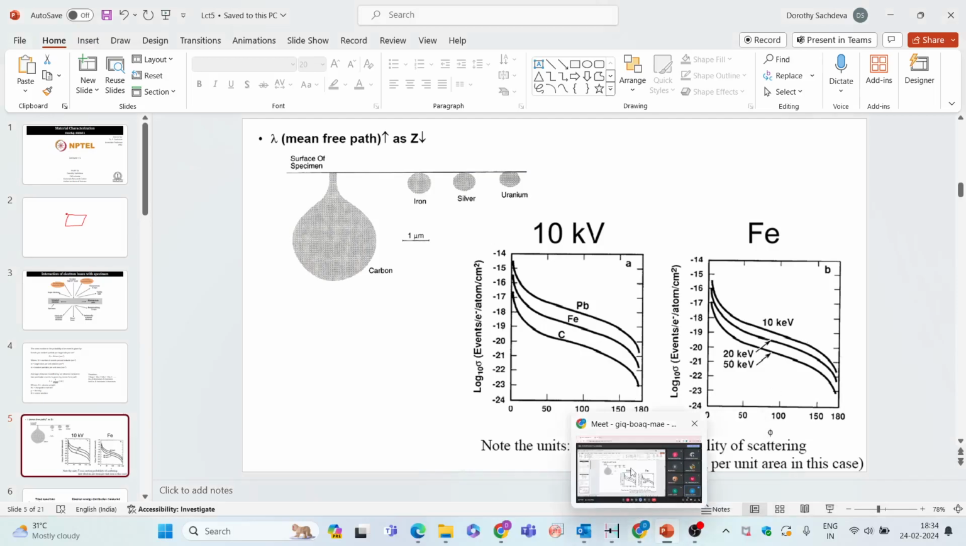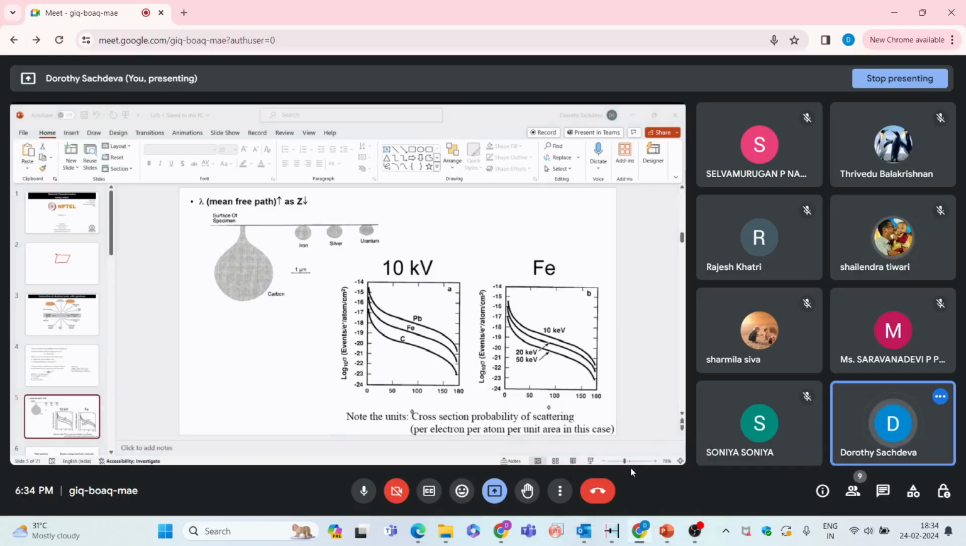Someone has unmuted themselves. You can raise your hand if you have any doubt. Yes, Shavin.